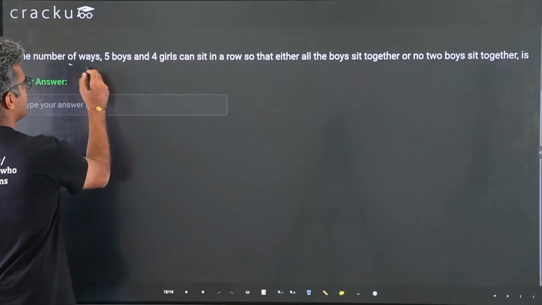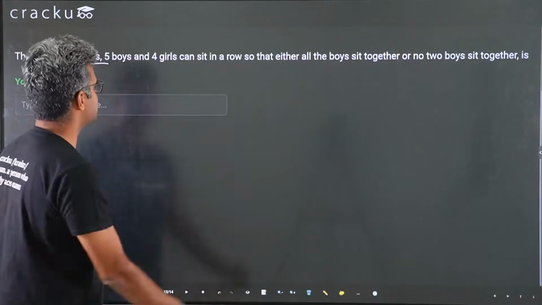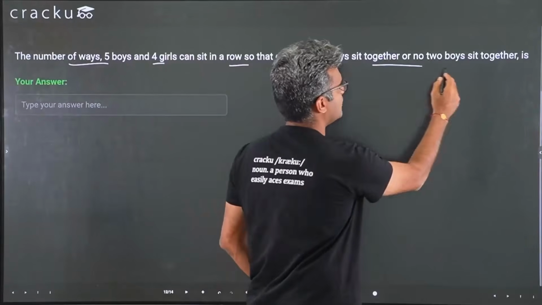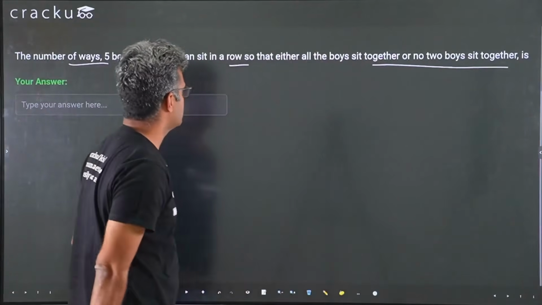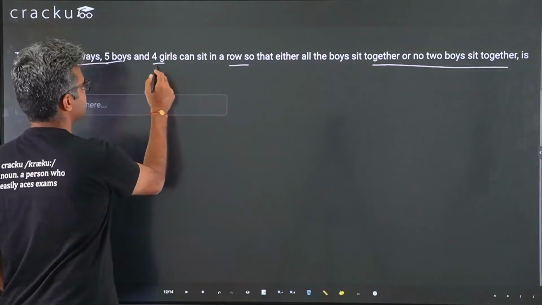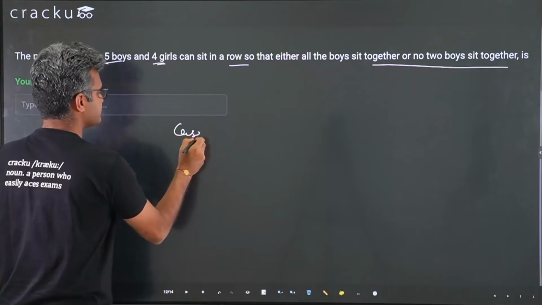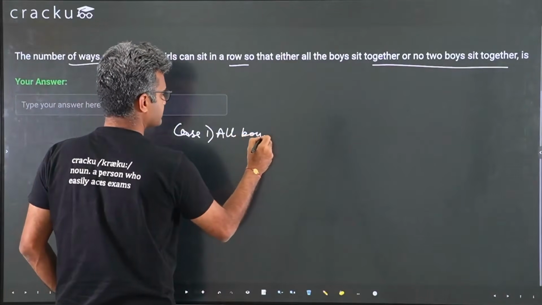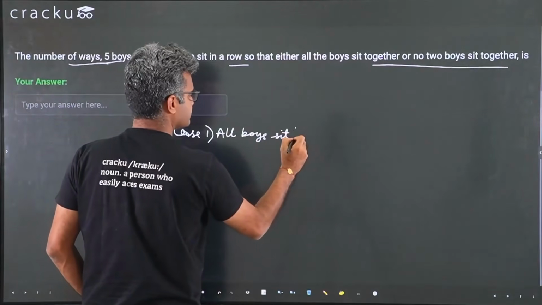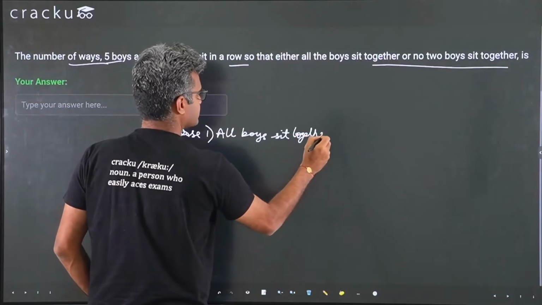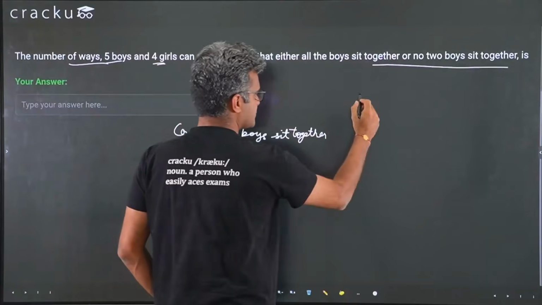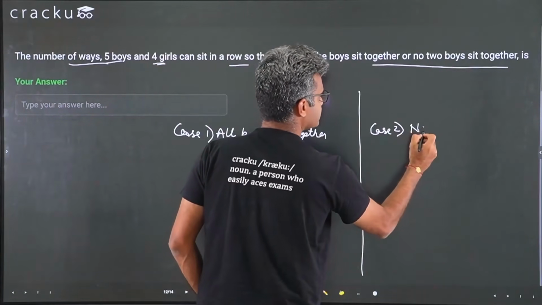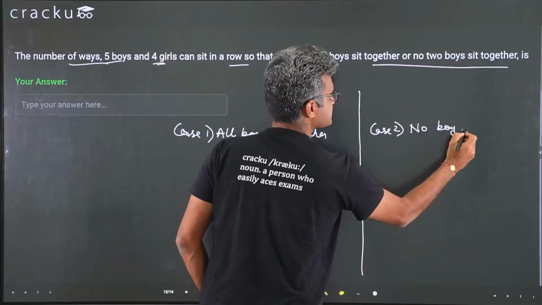In this question, we are asked to calculate the number of ways in which 5 boys and 4 girls can sit in a row such that either all the boys sit together or no 2 boys sit together. There are 5 boys and 4 girls. So let us look at the first case in which all boys sit together. And let us look at the second case. No boy sits together.